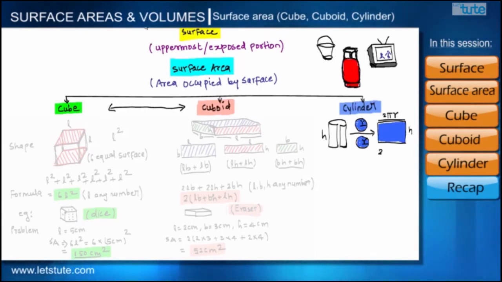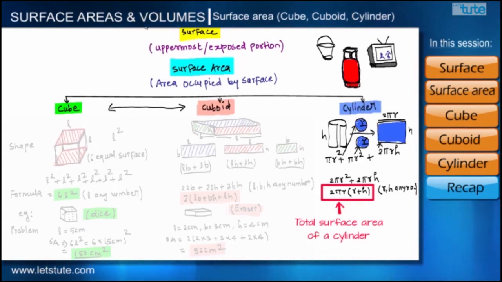Surface area of this rectangle would be 2 pi r h, multiplication of these 2 sides, and as we all know, the area of a circle with radius r is pi r square, and I am having 2 such circles, so I can write pi r square plus pi r square. So our formula for total surface area of a cylinder would be 2 pi r square plus 2 pi r h. And if we take 2 pi r as a common factor, we would get 2 pi r into bracket r plus h, where r and h can be any numbers.